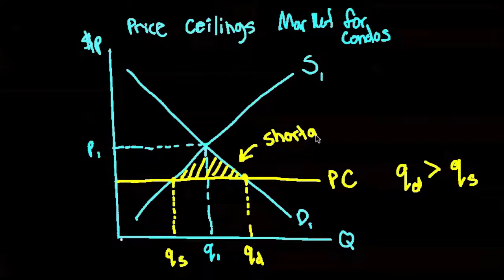The market for condos isn't the most realistic. I feel like price ceilings are mostly used in an agricultural sense. So if milk is too high, the government will set a price ceiling on milk. Because condo markets, I mean, there's bidding wars, etc., etc. It can get pretty complicated, but this is just an example so you understand the idea.